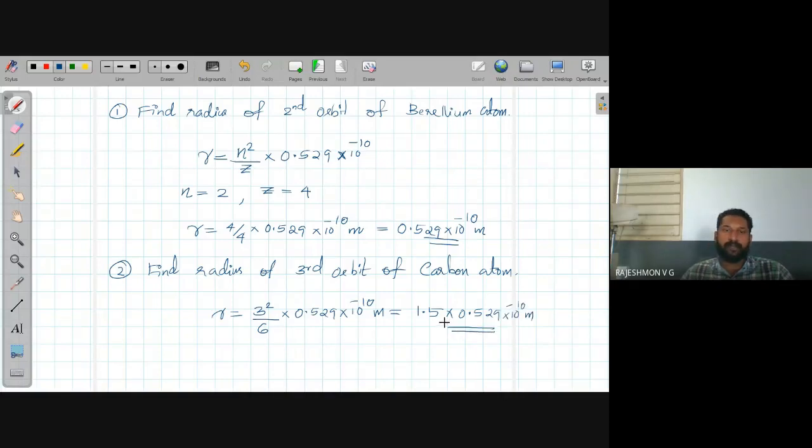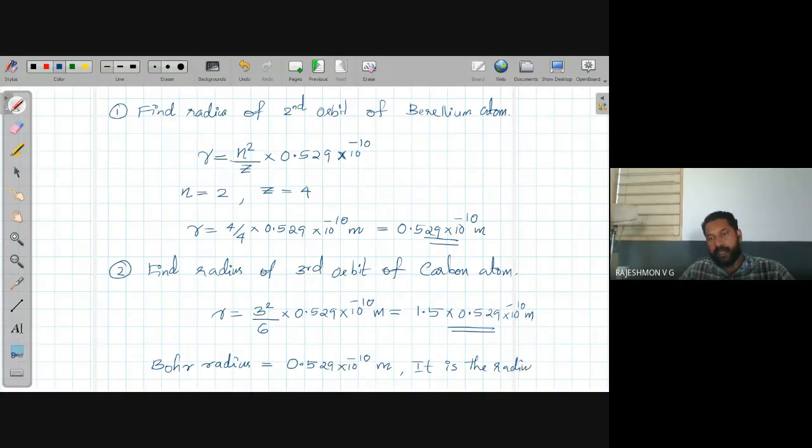Okay, so we can calculate the radius of any orbit of any atom. Okay, നിങ്ങൾ ആകെ ചെയ്യേണ്ടത് എന്താണ്? 0.529 into 10 raised to minus 10 is called Bohr radius. Okay, Bohr radius എന്നാണ് ആ വാല്യൂ അറിയപ്പെടുന്നത്. ഇത് ഷോർട്ട് ക്വസ്റ്റ്യൻ ആയിട്ട് ചോദിക്കാറുണ്ട്. Bohr radius എന്ന് പറയുന്നതാണ് ഹൈഡ്രജൻ ആറ്റത്തിന്റെ ഫസ്റ്റ് ഓർബിറ്റിന്റെ റേഡിയസിനെയാണ് Bohr radius എന്ന് വിളിക്കുക. It is the radius of first orbit of hydrogen atom. Radius of first orbit of a hydrogen atom.